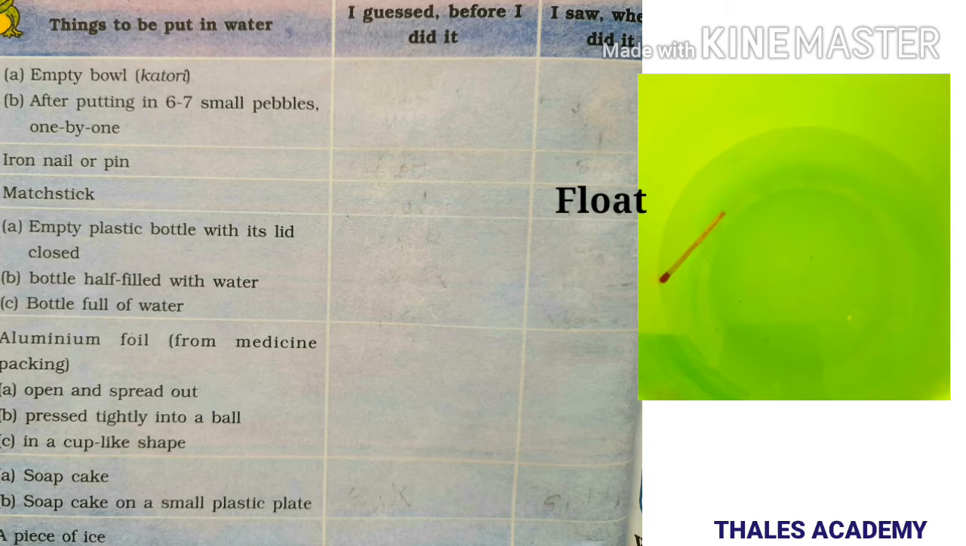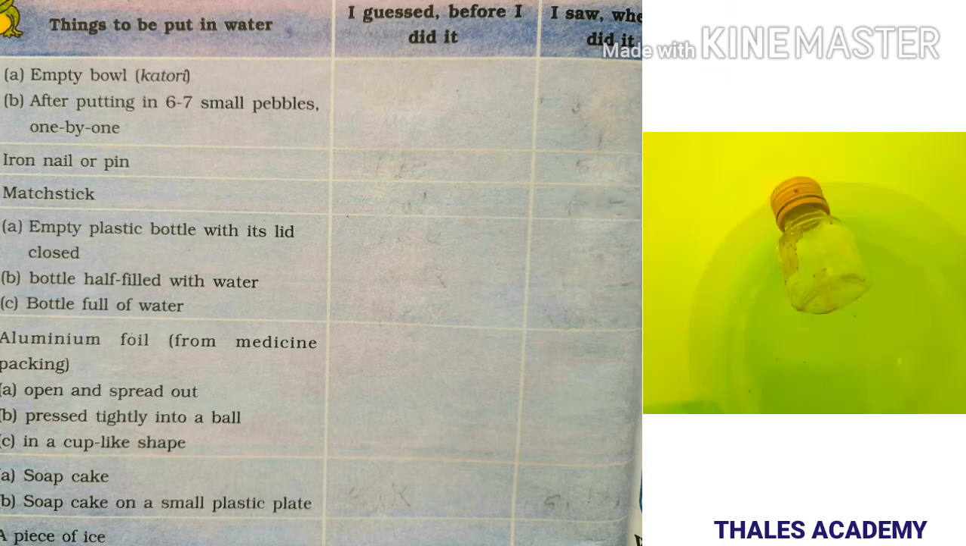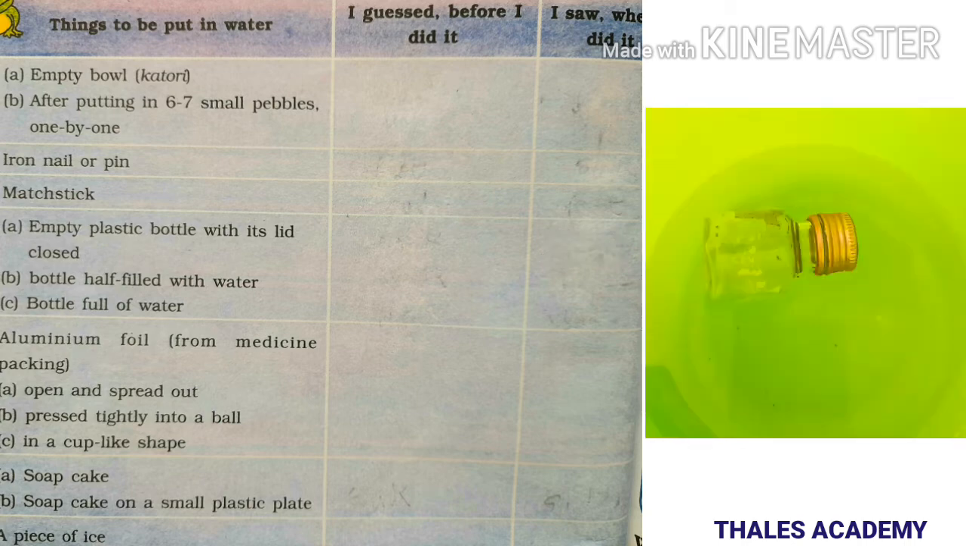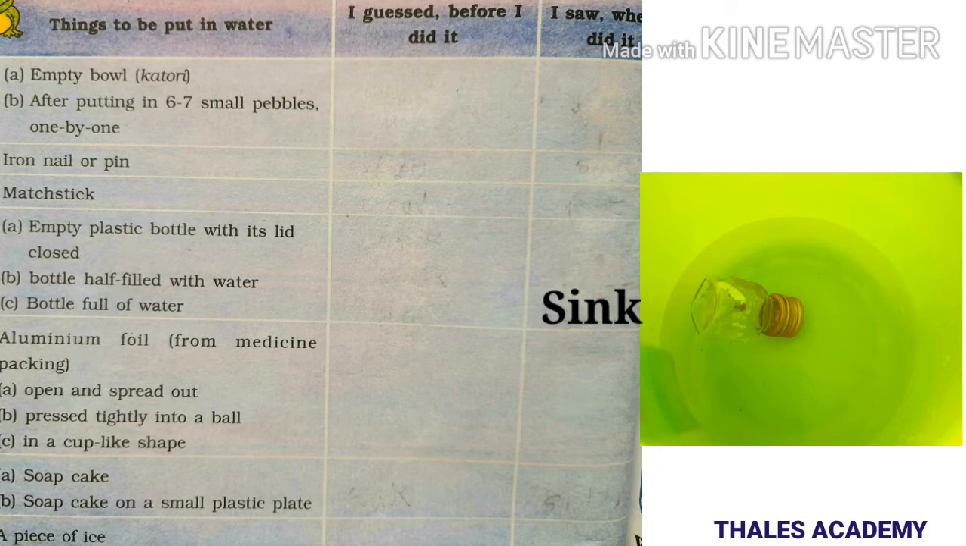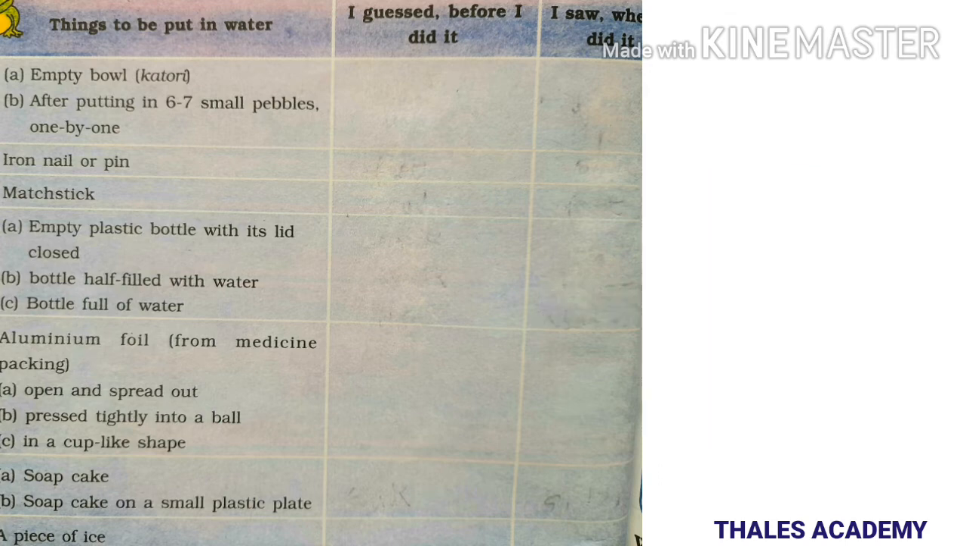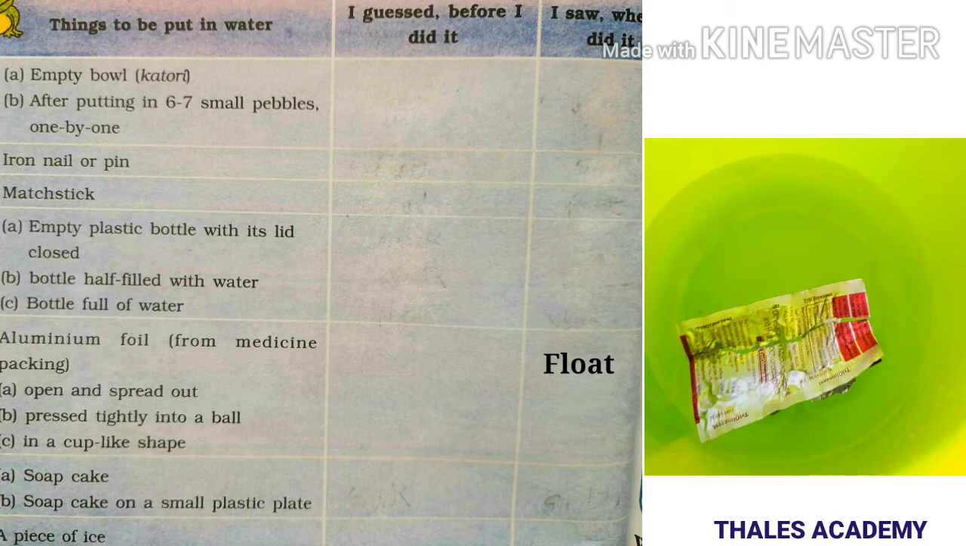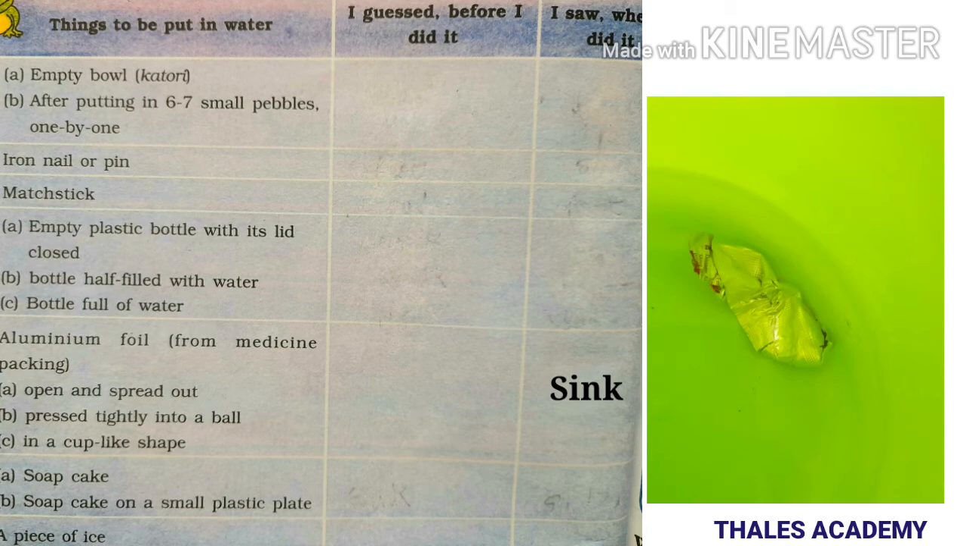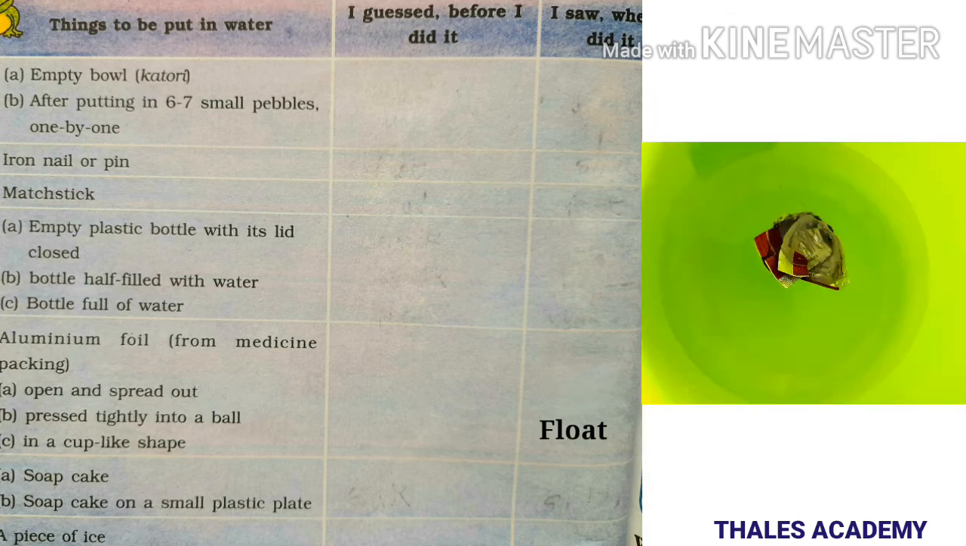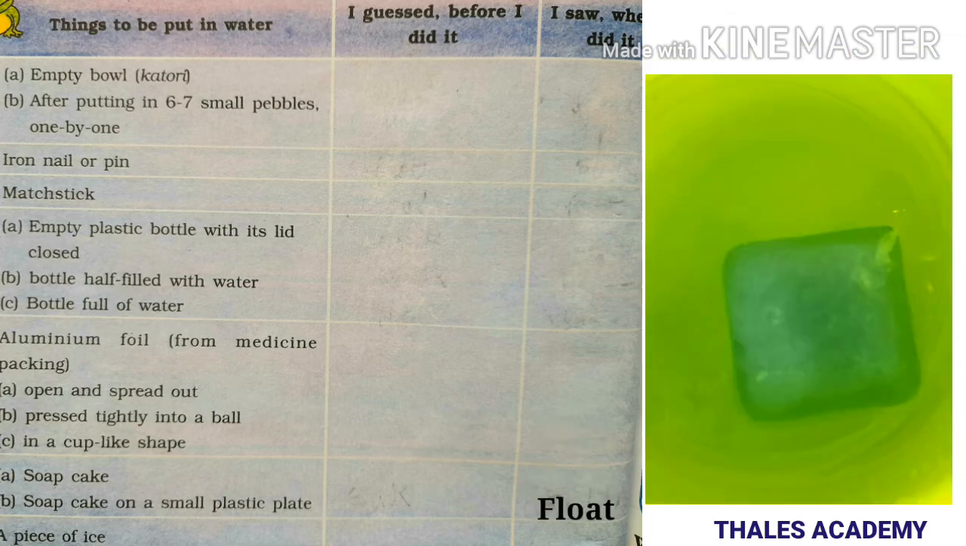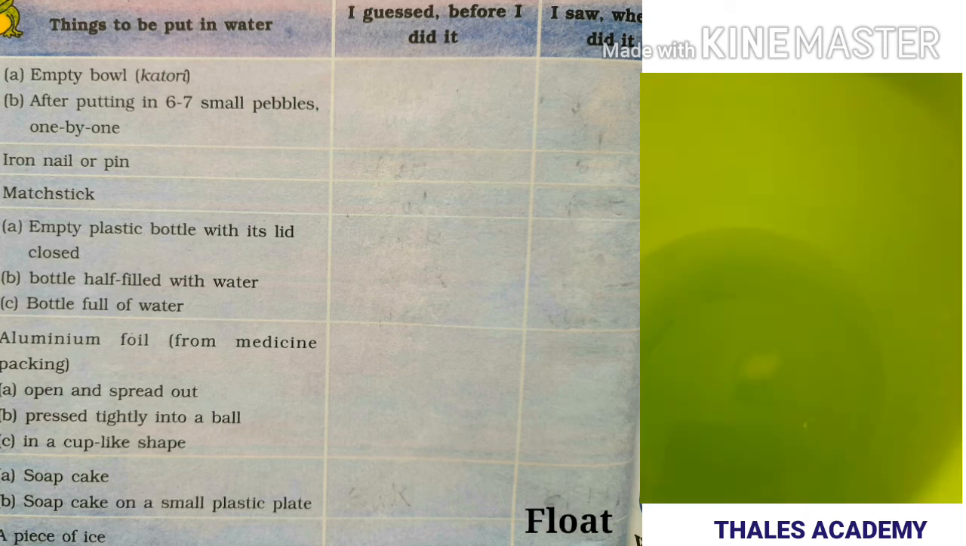Matchstick. Sink. Float. Empty plastic bottle with its lid closed. Sink. Float. Bottle half filled with water. Float. Bottle full of water. Sink. Aluminium foil from medicine packing. Open and spread out, float. Press tightly into a ball, sink. In a cup-like shape, float. Soap cake, sink. Soap cake on a small plastic plate, float. A piece of ice, float.